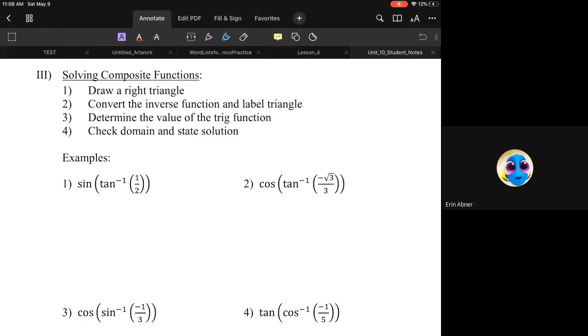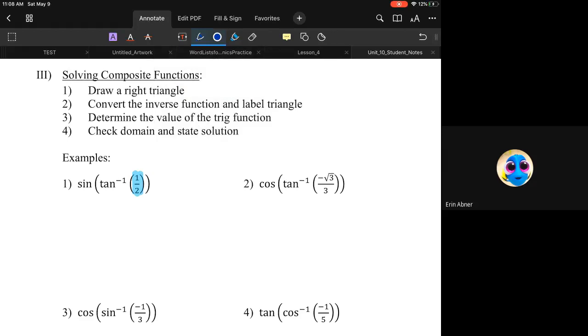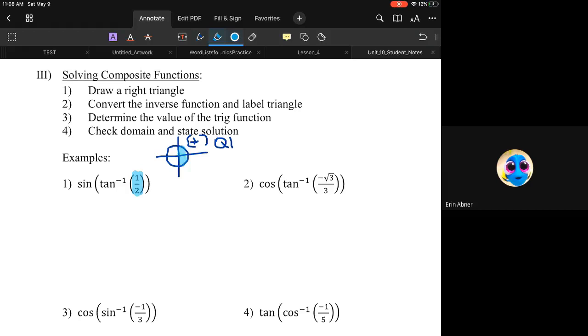So since it's positive, since this value right here is positive, I'm going to be in, if I have my circle here, because we're talking tangent, positive is here. So I'm going to be in Q1. And since I'm working with tangent, I'm only focused on this half of the circle. Okay, so now I need a triangle.